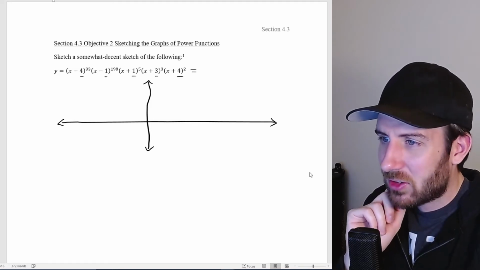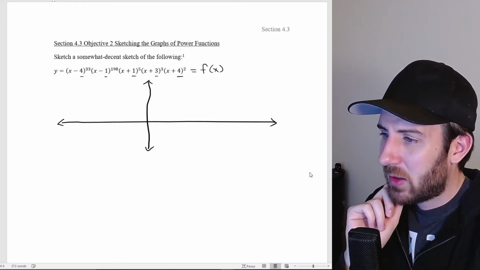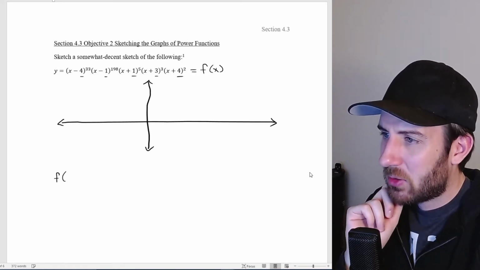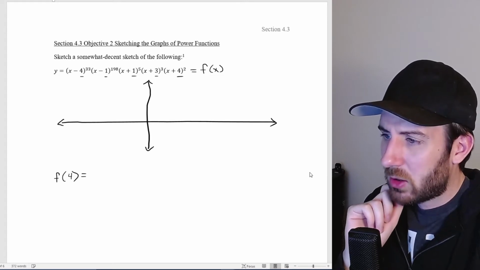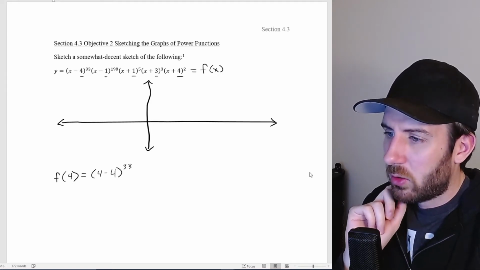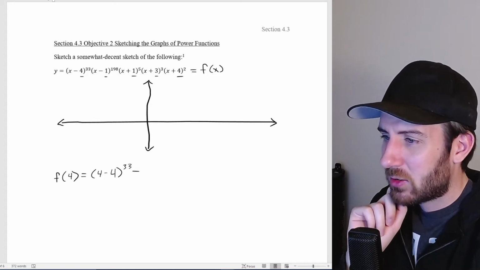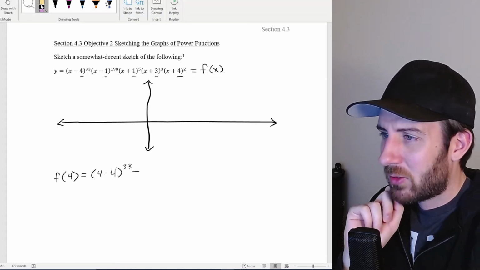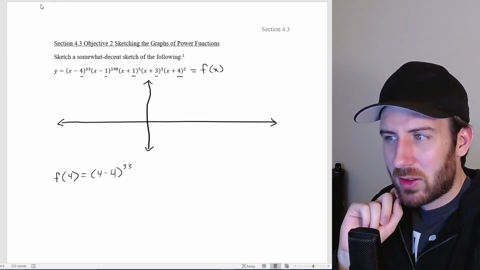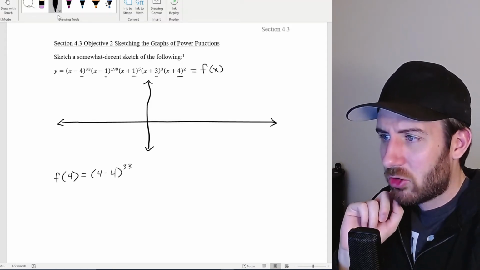Let's let this entire thing be f of x so that we can keep our work nice and organized. And let's just play. Let's see what happens if I put in 4. That's going to be 4 minus 4 to the 33rd, which is 0. And then we're multiplying that by a bunch of stuff. In fact, if I just have 0 times a bunch of stuff, I don't have to do anything else. 0 times a bunch of stuff is just going to become 0.